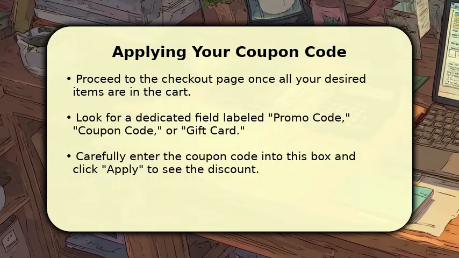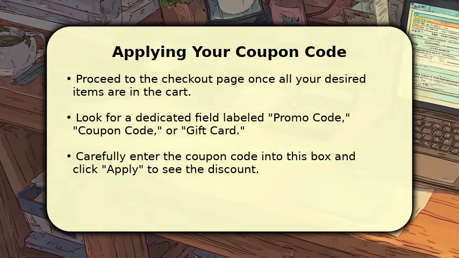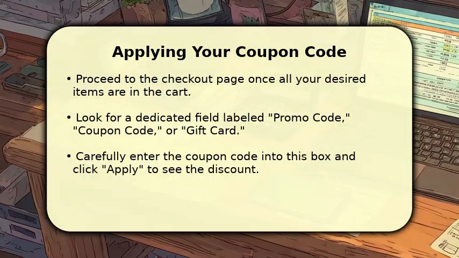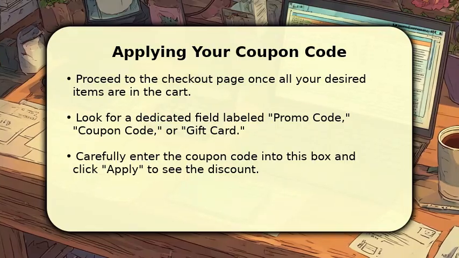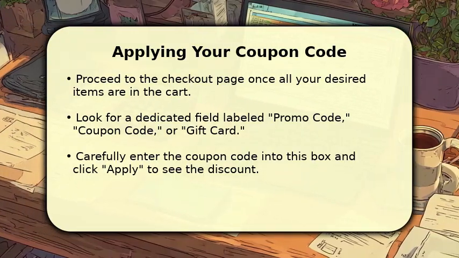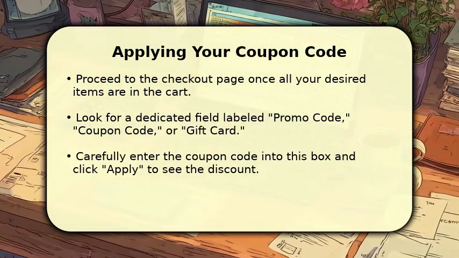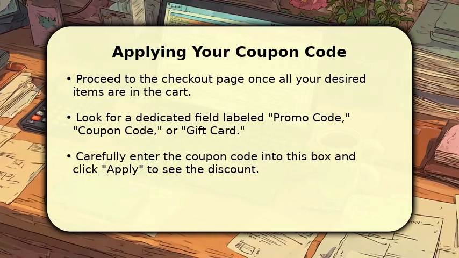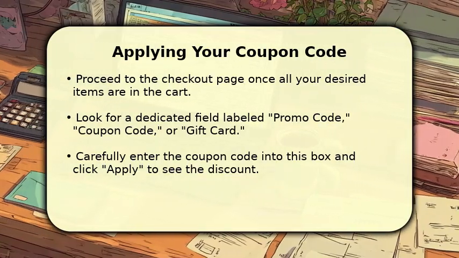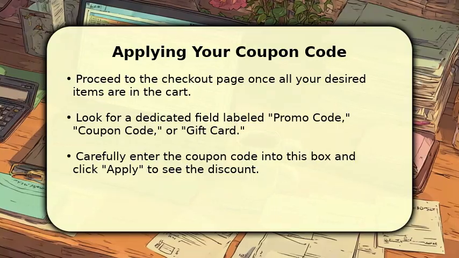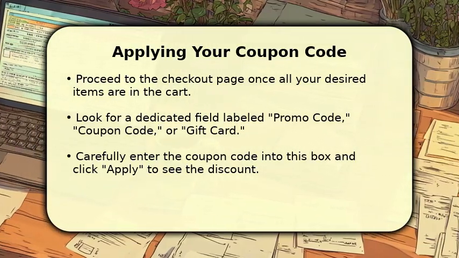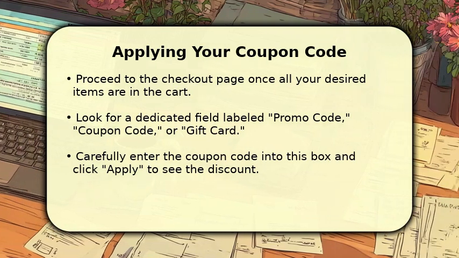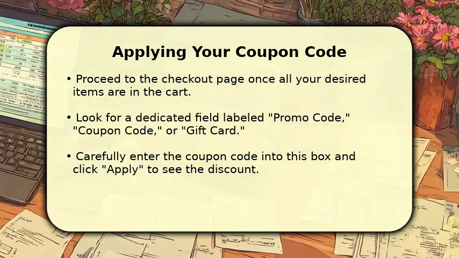When you are ready to finalize your purchase, navigate to the checkout page from your shopping cart. On this page, usually on the right-hand side or below the order summary, you will find a specific box designated for promo or coupon codes. Enter your Walmart coupon code precisely into this field, then click the Apply button. Your order total should immediately reflect the savings, showing a clear reduction in price.